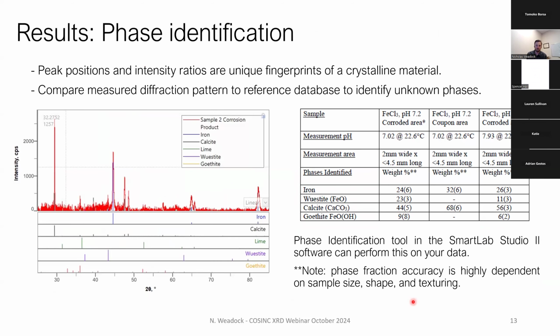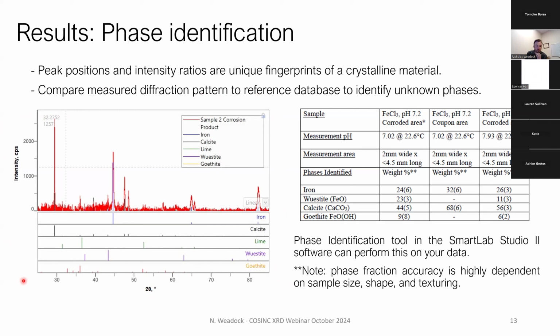So one thing that's been used a fair bit in COSINC is the phase identification and quantification software within SmartLab Studio 2 that's used for analysis and control of the Rigaku. The peak positions and intensity ratios within your diffraction pattern are unique fingerprints of each different material. And you can then use that to decide what materials might be in your unknown sample.